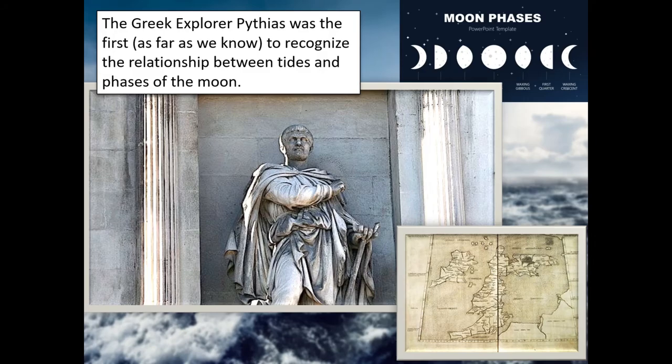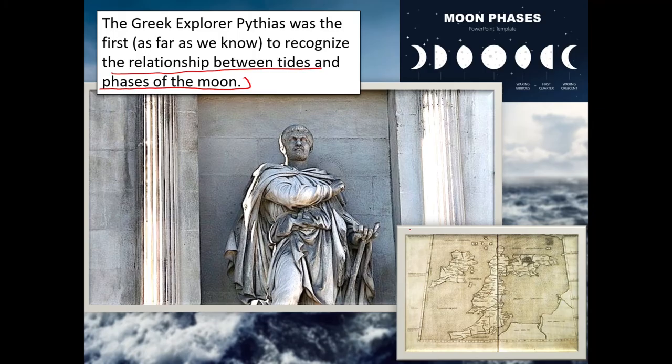So, like I said, the number one variable involved in the tides and determining what the height of the tides are comes from the moon. So this Greek explorer, an oceanic explorer, mariner, Pytheas was the first, as far as we know, to recognize the relationship between tides and the phases of the moon. Okay, so he was one of the first to write about this and understand that tides are somehow connected to the phases of the moon.